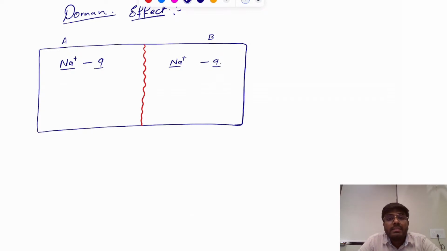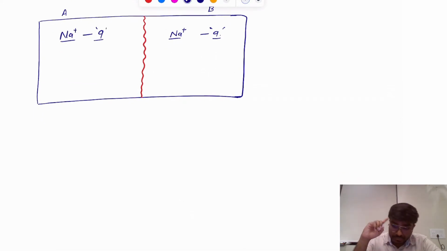Now tell me, will the sodium move from A to B or B to A? No, it won't move either way, because on both sides the sodium concentration is the same. Now, on the B side, try to understand. On the B side, now I am keeping 9 chloride molecules, only on the B side.